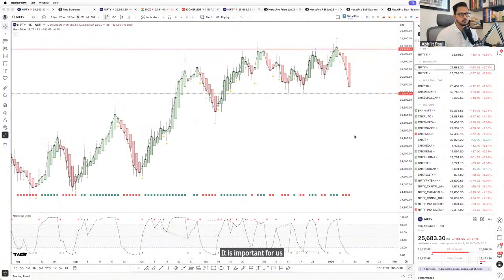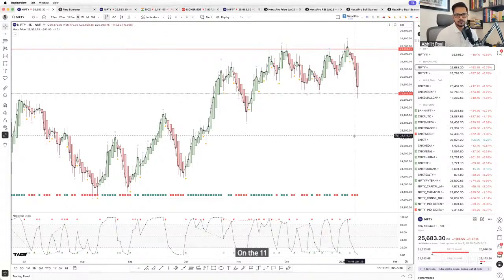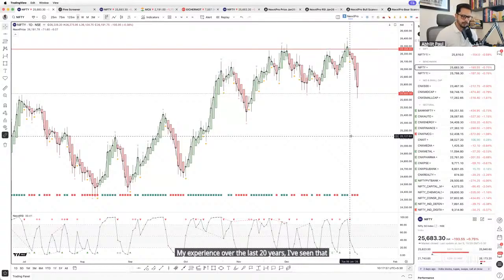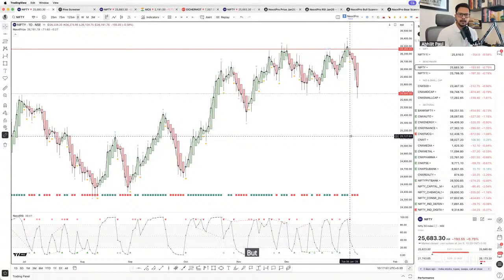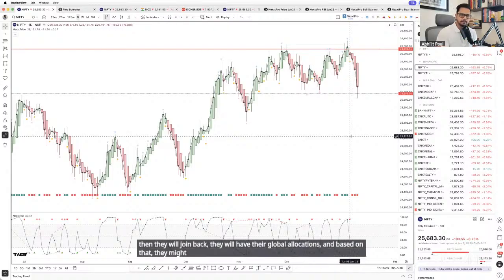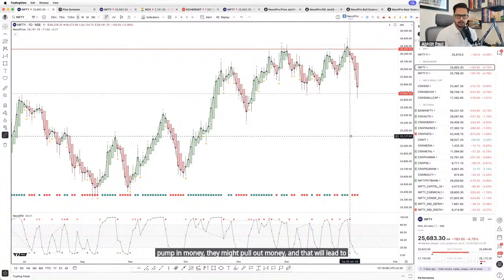It is important for us to understand this because we are on the 11th of Jan. In my experience over the last 20 years, I've seen that FIIs, generally, the amount of importance we used to give them 20 years back or 15 years back, the domestic institutions, of course, are pretty heavy and they are supportive to the overall markets. I understand that. But FIIs do matter. You just cannot ignore them. The last 2 weeks of December generally is lackluster. Then they will join back, they will have their global allocations, and based on that, they might pump in money, they might pull out money, and that will lead to some kind of a directional move.